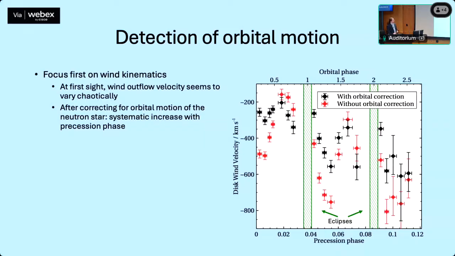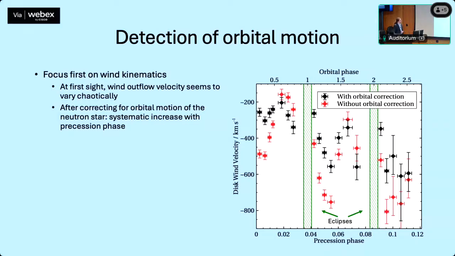But even if we account for this motion, and just say, this is not very impressive for optical or IR studies, but for X-rays, this is the first time we can really do this kind of study. But even after accounting for this motion, we can see that the wind is systematically getting faster and faster as our sightline samples greater and greater heights above the disk.